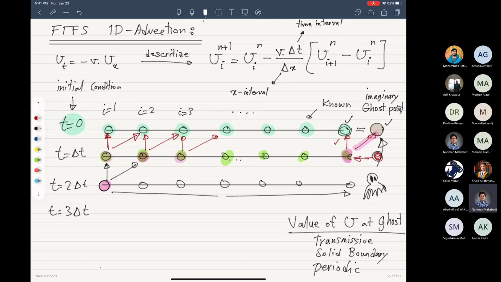Any other question? Professor, I'm sorry. Sure, go ahead. This imaginary or ghost point, it depends upon us how many parts we divide, because it's going to be i equal to whatever number plus one more to get to the ghost point. Exactly. That is true.